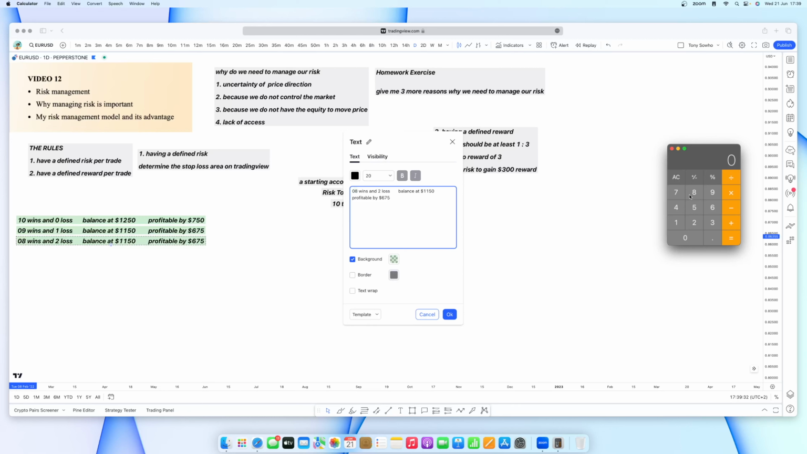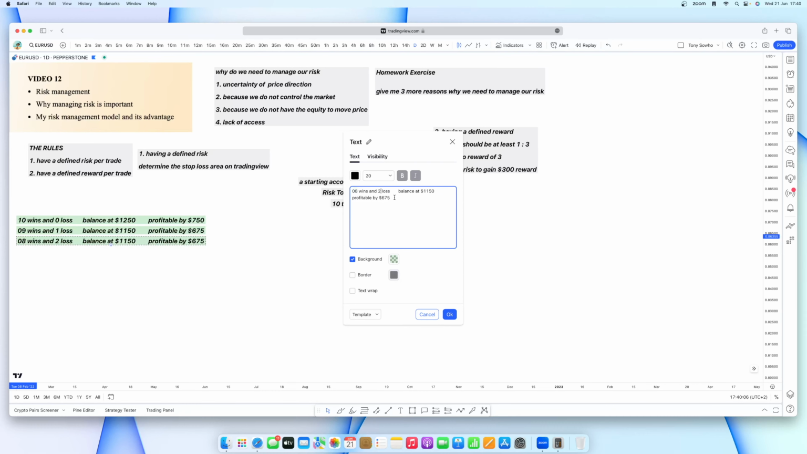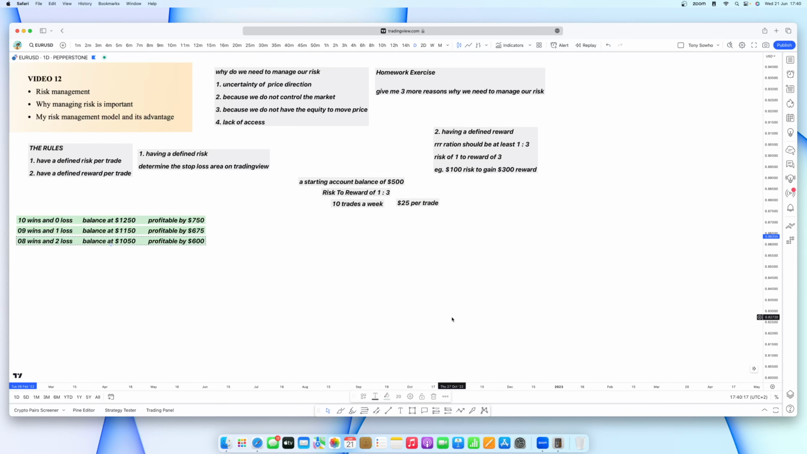And then you won the remaining 8 trades. So one trade is 75 multiplied by 8. That's going to be $600 profit. You see? Are you with me now? $600 profit. But then if you add the 600 to the balance, remember the balance was at 450 already because you lost 2 trades. So 600 plus 450, they're going to be $1,050. So your balance is going to be 1,050, and you were profitable by $600. That's it. At the end of the week, you are still profitable.